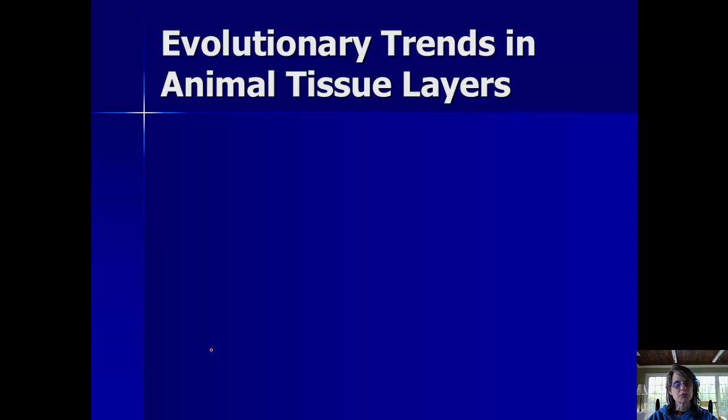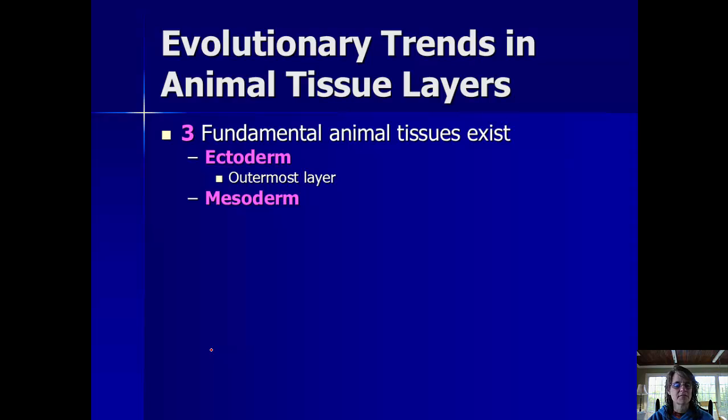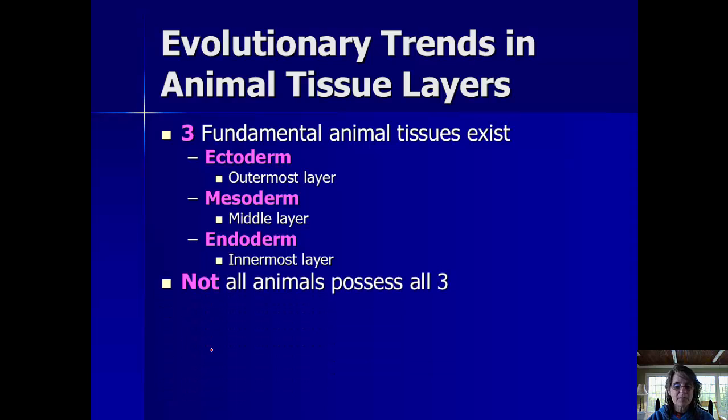All right. Tissue layers. There are three fundamental animal tissues that exist. There's lots of tissue types, like nervous tissue, muscle tissue, and all this kind of stuff. But fundamentally, all those tissues started out as three basic layers, and those layers are called ectoderm, which is the outermost tissue layer, mesoderm, which you might realize, M for middle, meso is a middle layer of tissue, and endoderm is an innermost layer of tissue. Not all animals possess all three of those fundamental tissue layers.